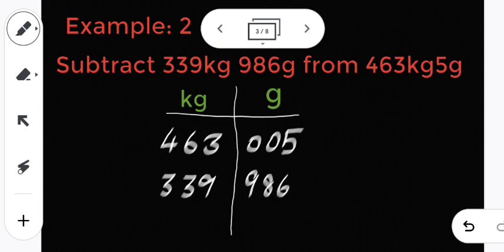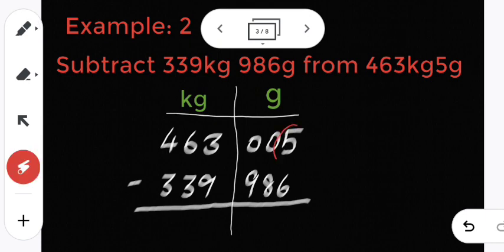986 gram. So now we have to minus, we have arranged. So let's minus. Here, 5 is small, 6 is big, so you cannot minus, so you have to borrow. Nothing is here, nothing is here, so you have to borrow from this 3 only. From 3 only you will give. You cannot give directly to the 5. You can give to the next digit only. So to this 0 you will give.